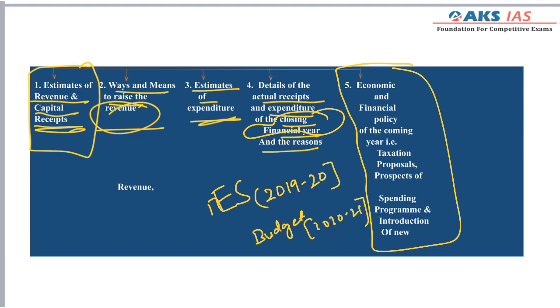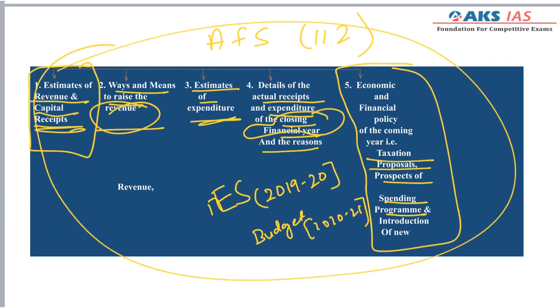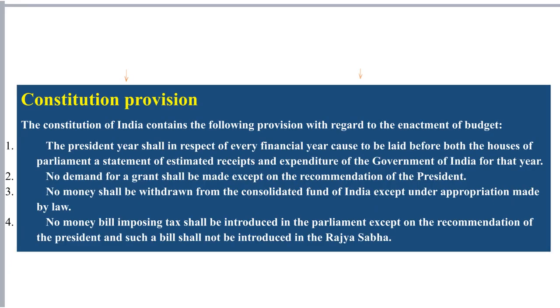That's what we have seen, how she has talked about what the government is going to do next year, and what the tax proposals are, the prospects of spending on programs, as well as the introduction of new schemes and projects that she mentioned yesterday. So on the whole, it is not only the estimates of revenue and expenditure that is contained in the annual financial statement mentioned in Article 112, it also contains these following 5 provisions too.